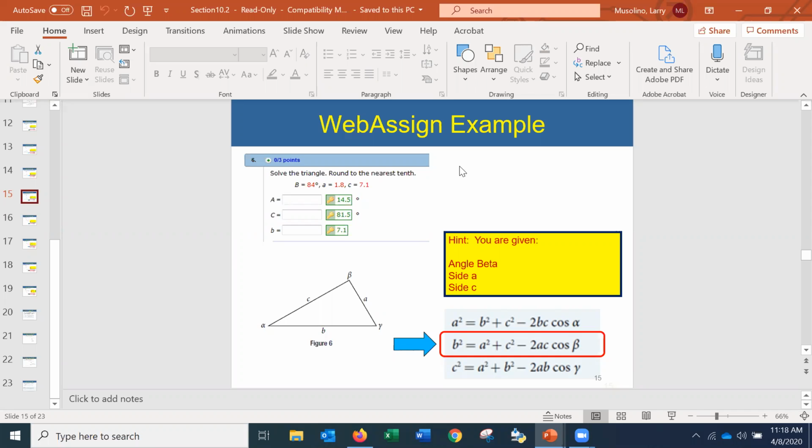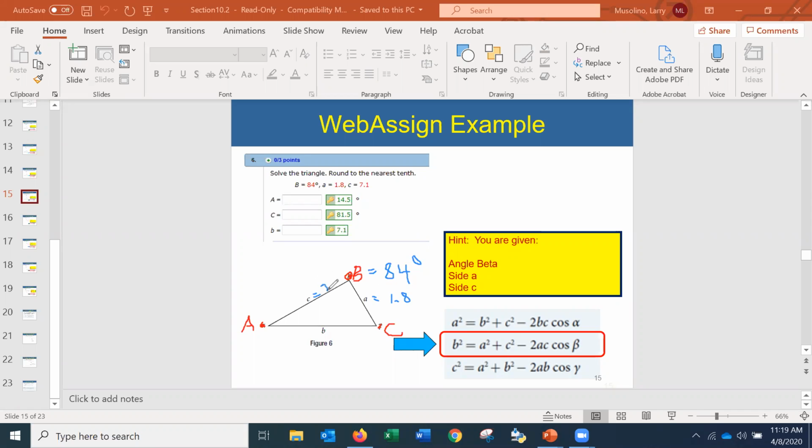All right, again, I'm going to label a triangle, of course. So let me label this triangle. Again, I just use capital letters A, B, and C for the angles, just to make it a little easier to work with. And the first thing to do is mark what you know from the given information. Well, they're telling me that angle B is 84 degrees. I'm going to mark that down. They're telling me that side A is 1.8 and side C is 7.1.